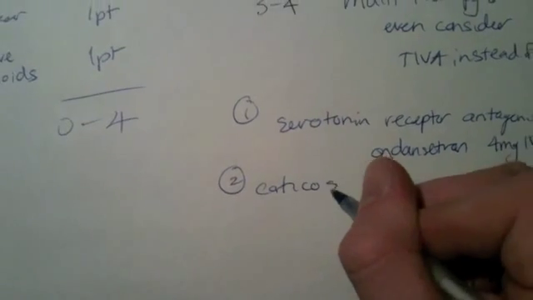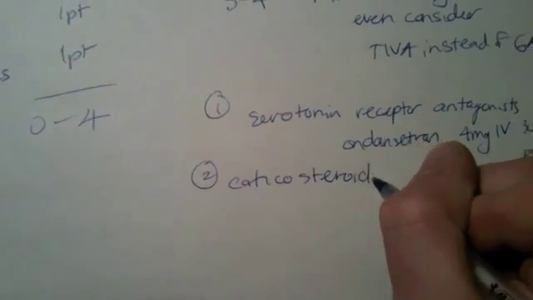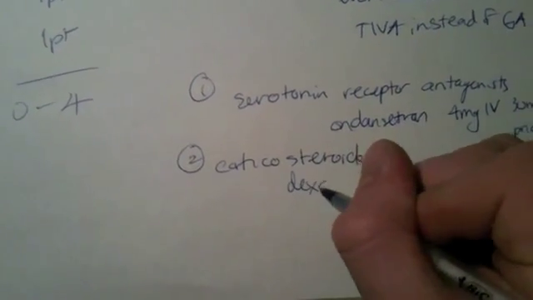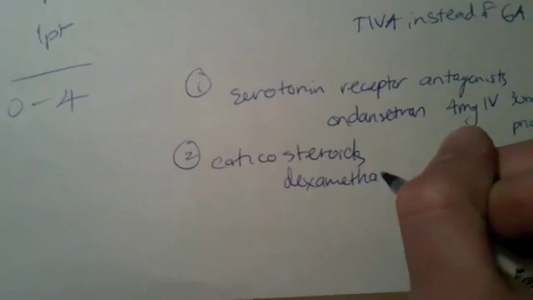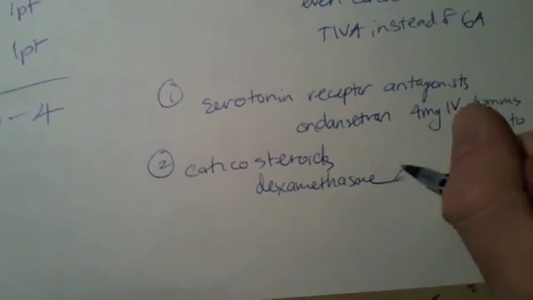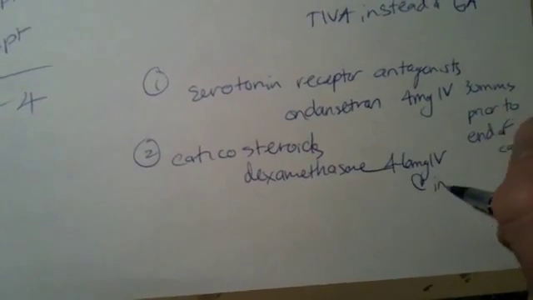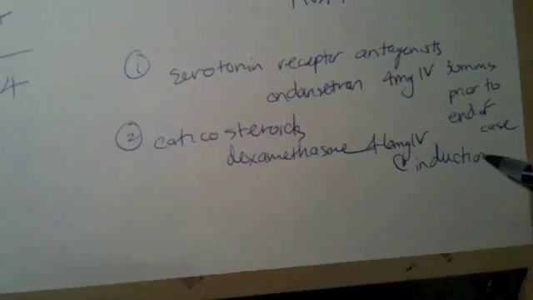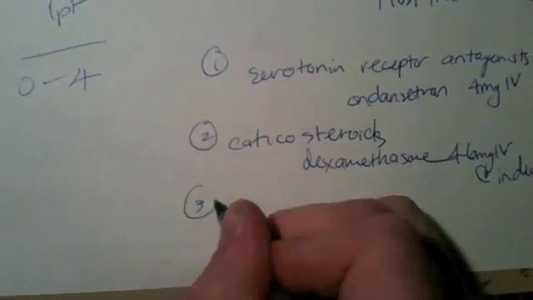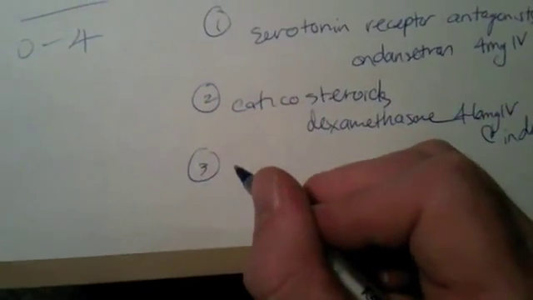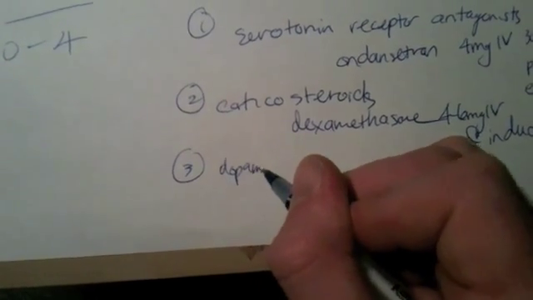That's one option. Another option is corticosteroids, dexamethasone, and that's usually given 4 to 6 milligrams IV at induction. That's another option. And then a third choice, there's dopamine antagonists that work in the chemoreceptor trigger zone.